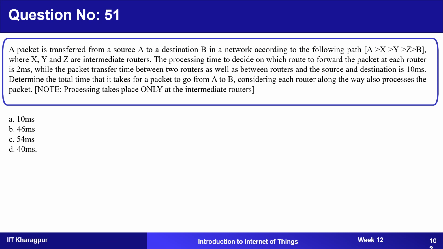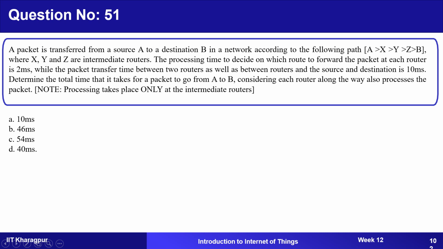Between two hops, the time is 10 milliseconds. It's not between the sender and the receiver. So basically from A to X it's 10, from X to Y it's 10, from Y to Z it's 10, and from Z to B it's 10. So the total transmission time is 10 plus 10 plus 10 plus 10, which is 40.